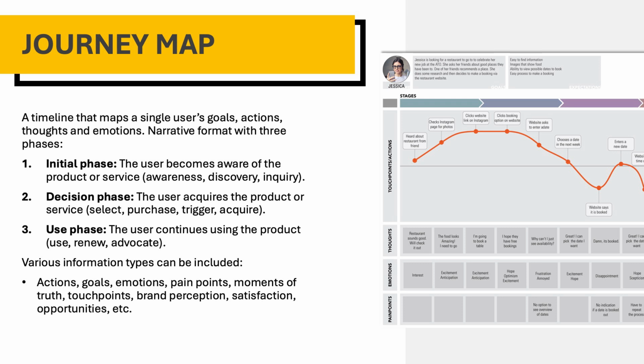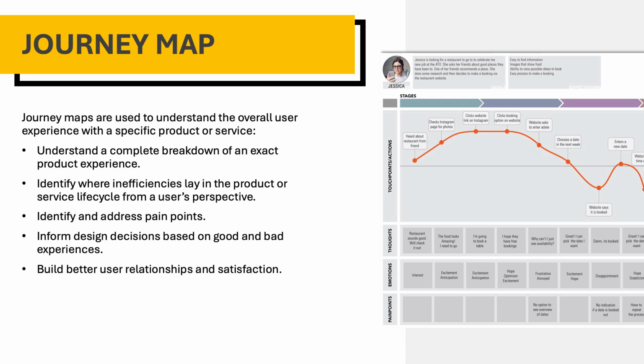This might include information on single use cases, renewal of use, and even advocating for the product's use to others. Various information can be included on rows of the journey map. At a very simple level, just the touch points could be marked, or rows can be added to detail specific actions, goals, emotional response, pain points, perception, satisfaction, opportunities, and so on. There's really no limit here. It's just a matter of understanding what the important aspects of the experience are and how they relate to the specific interaction that you're exploring.